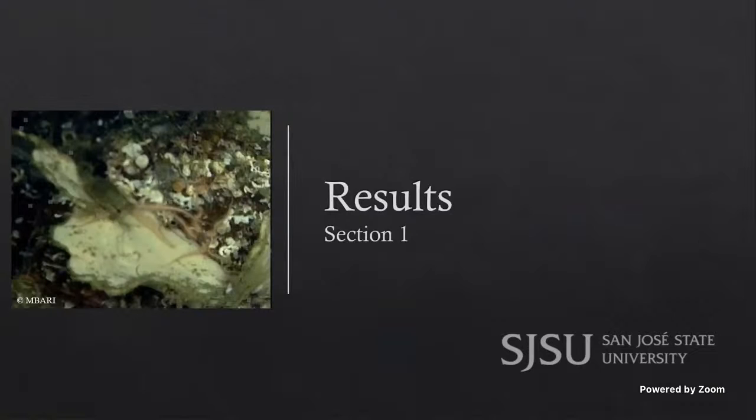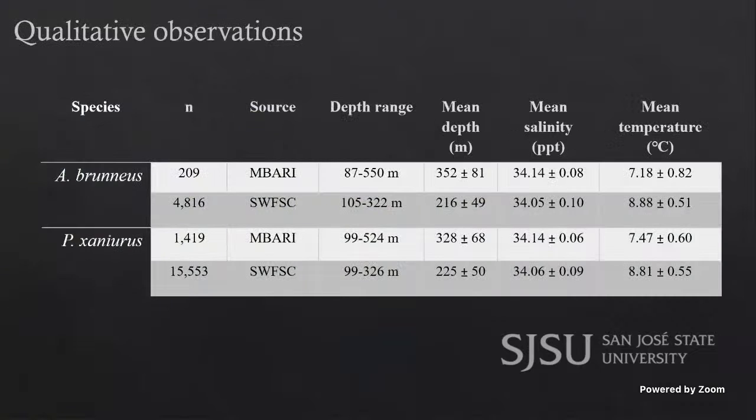So what did we find? Our qualitative observations indicated that overall more P. xaniurus egg cases were observed between data sources than A. brunneus egg cases. Overall, the MBARI ROV data observed egg cases at deeper depths. This is due to depth limitations in the manned submersible.